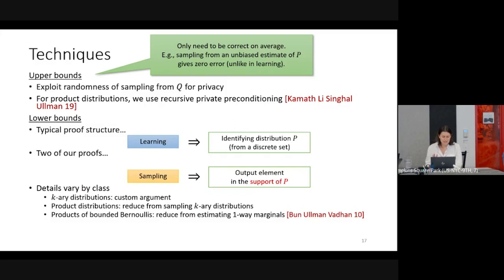So the specific details vary by class. For k-ary distributions, we give a custom argument that I'll present here. And for product distributions, we can actually reduce from this k-ary lower bound. And then for products of bounded Bernoullis, we can reduce from estimating one-way marginals. Okay.